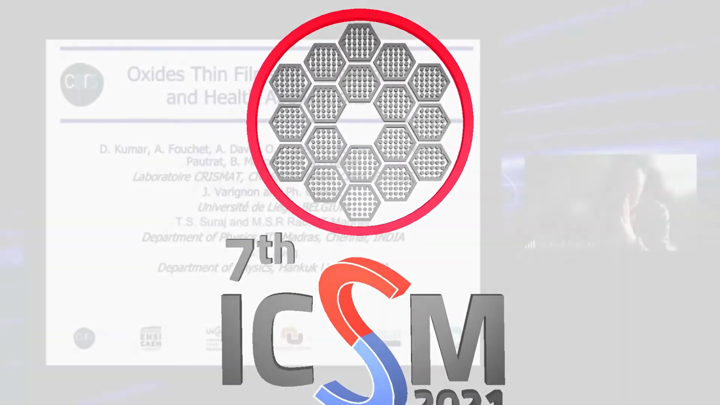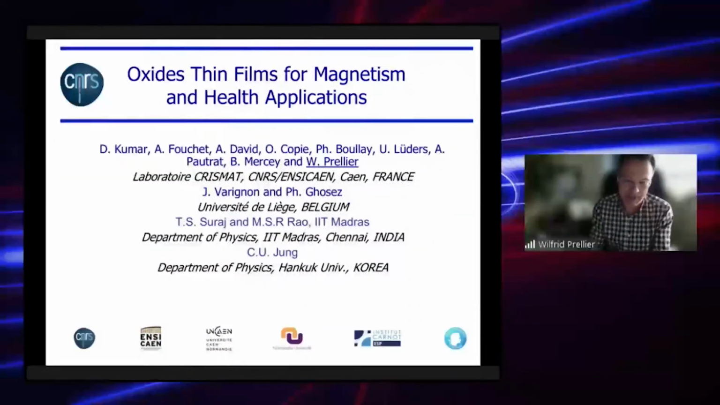So today I'm going to talk about how you can grow oxide thin film for magnetic application. I'm not sure I will have time for the other applications. And this work was done. Let me see if I can start a pointer.